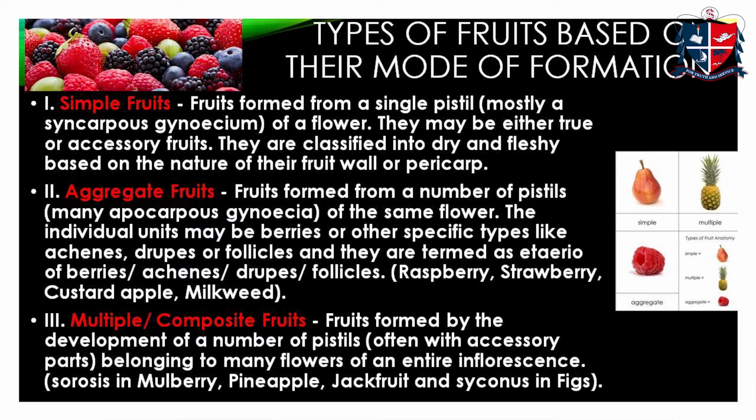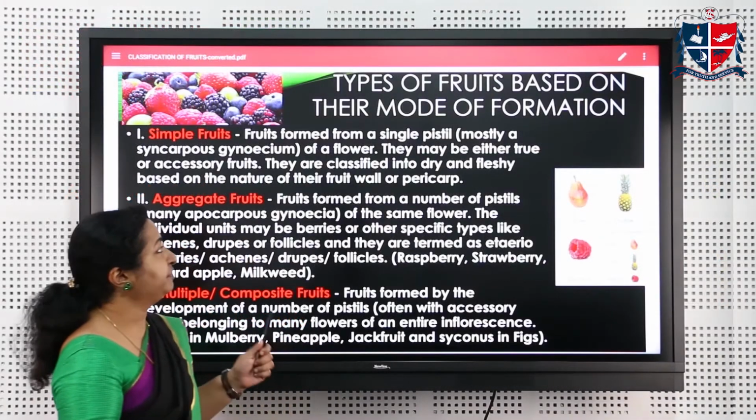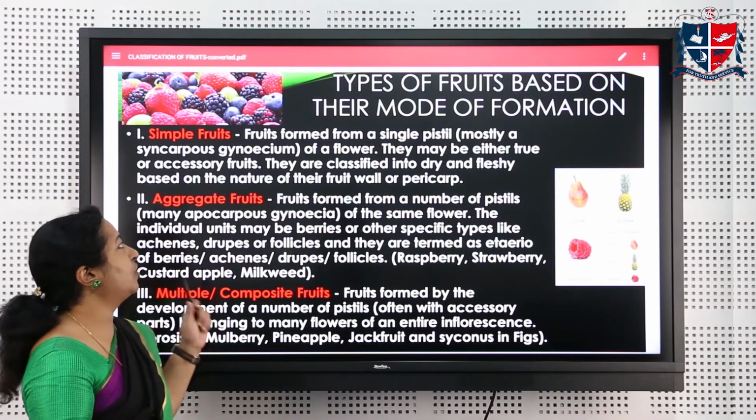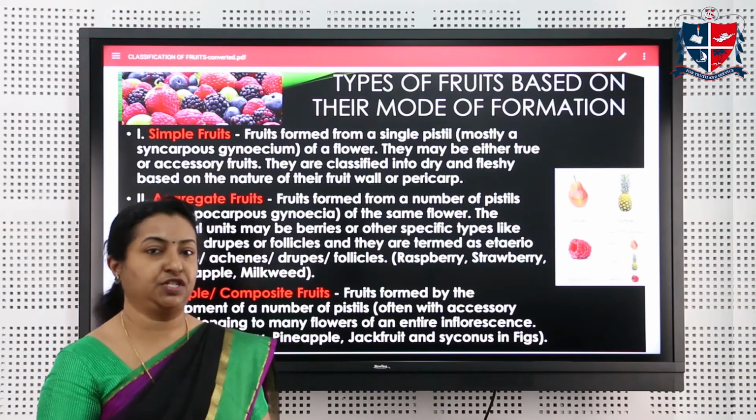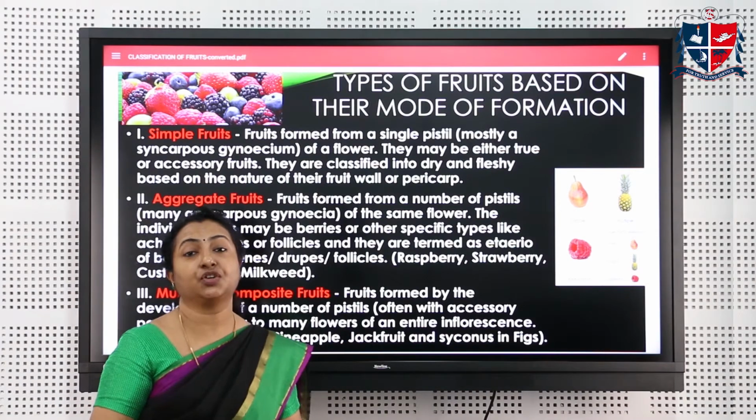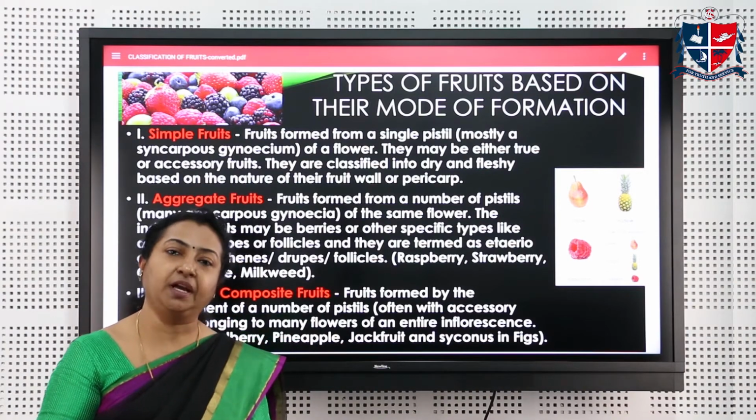The first one, the simple fruits. So, fruits formed from a single pistil, mainly of a syncarpous gynoecium of a flower, and they may be either true or accessory, and they are further classified into dry and fleshy fruits based on the nature of their fruit wall or pericarp.